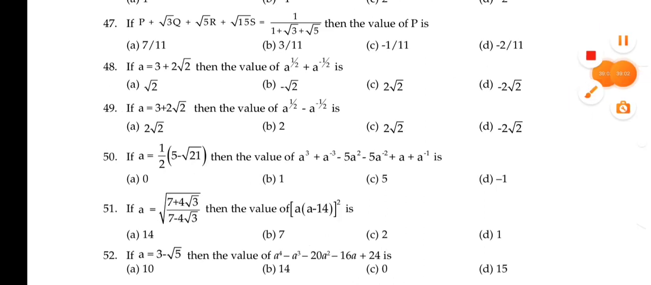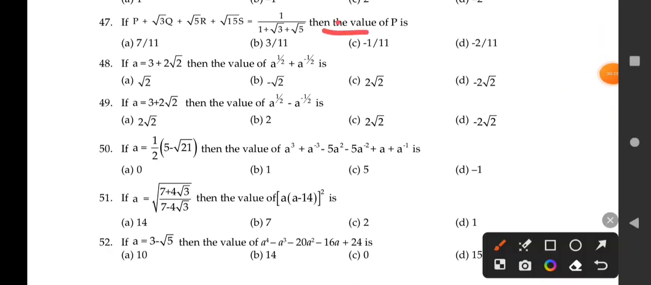Now what are we given? We are given some irrational denominator, right? And the LHS are given in P, Q, R and S. Okay, so now we have to solve this right hand side.